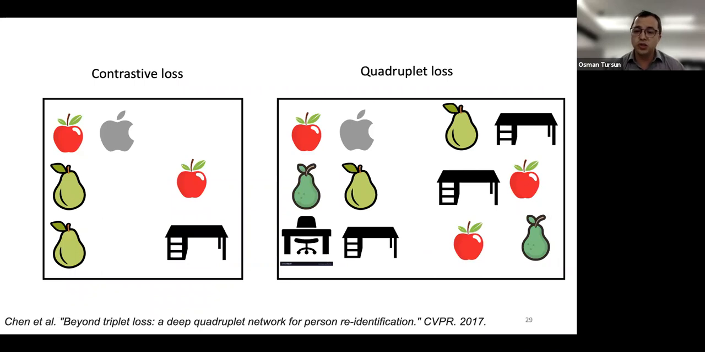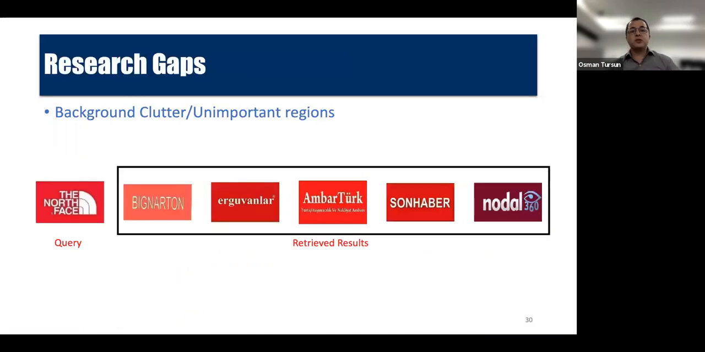In quadruplet loss, we have one more negative sample, and some research results show quadruplet loss outperforms triplet loss. Now I will talk about some research gaps I found during my studies.